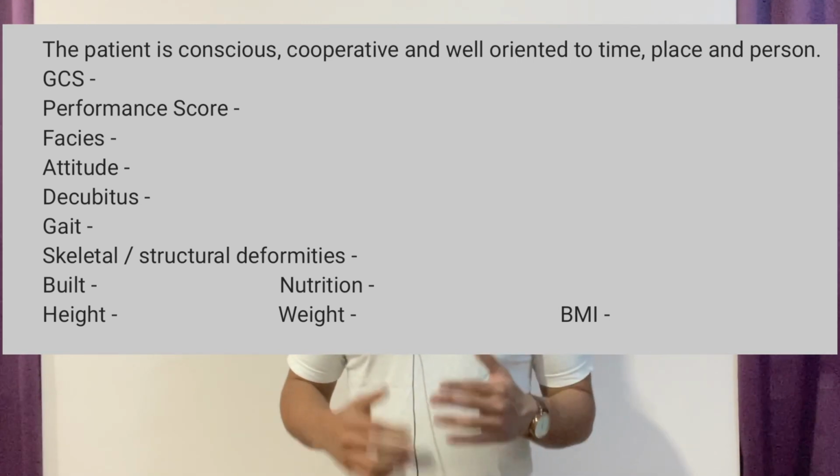Decubitus of a person: if a person is healthy and active like me, then I can sit, I can lie down, I can roll on my bed, I can do whatever I want to. I have come for an injury on my hand, so I can stay in whatever position I like. So that means my decubitus is of choice. I can get into whatever position I want to.